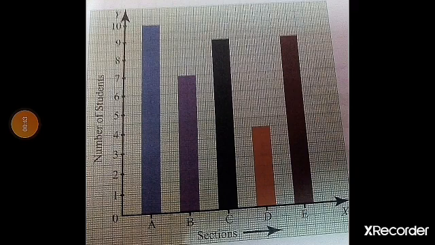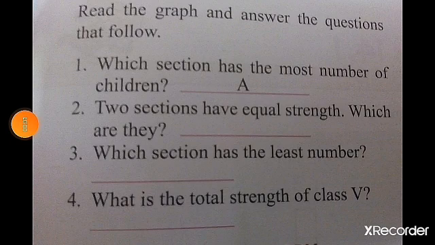Looking at the vertical axis you can identify. Okay, just one sec, go through the graph. So this is about A section and this is B section strength, and C and D and E. So this is all about the bar graph. Now let us see what the questions are. These are the questions which you have to answer by reading the bar graph.